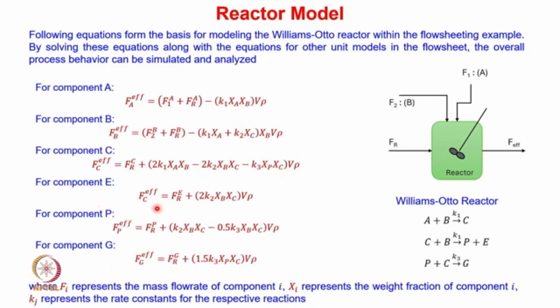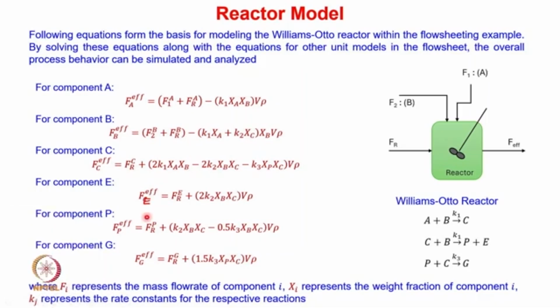Also component E. If we look at component E, in this case the mass balance for component E can be written as Fc. This is E, maybe I'll just correct it. So in this case you can see that this is for component E.